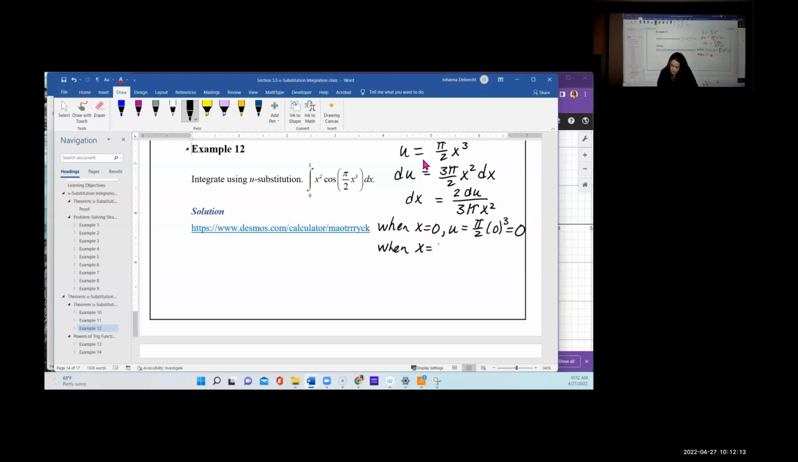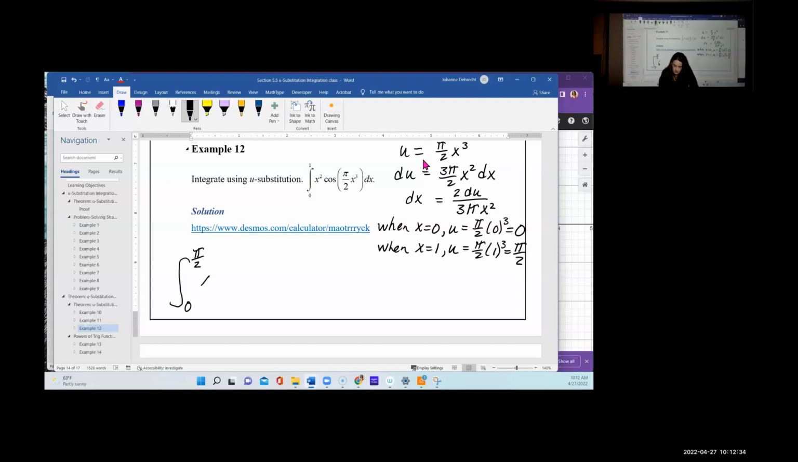When x is equal to 1, u is equal to pi over 2 times 1 cubed, which would be pi over 2. So I replace the limits of integration. 0 is replaced with itself. 1 is replaced with pi over 2.